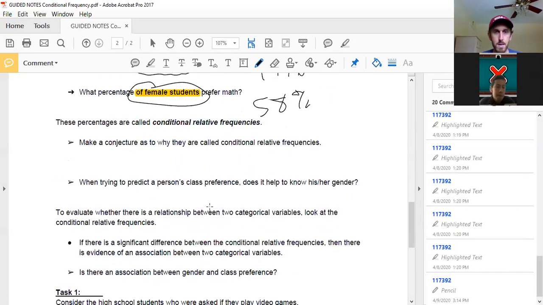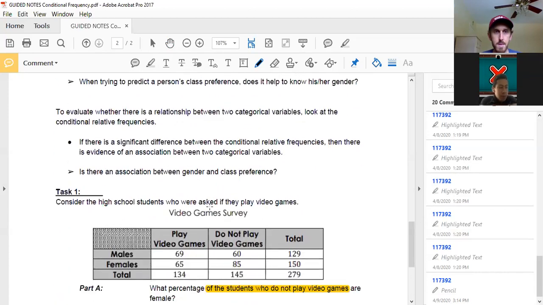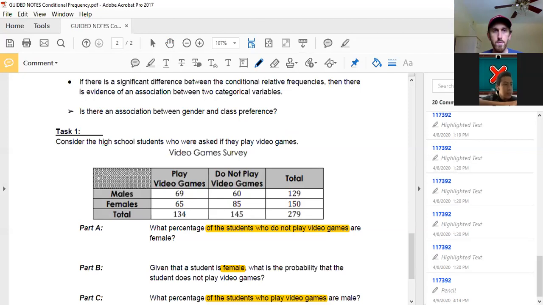Okay, so let's skip down to task number 1. If we're looking at task number 1, we got boys and girls again. We got playing video games, not playing video games, okay?